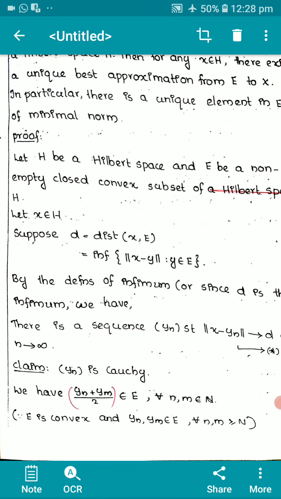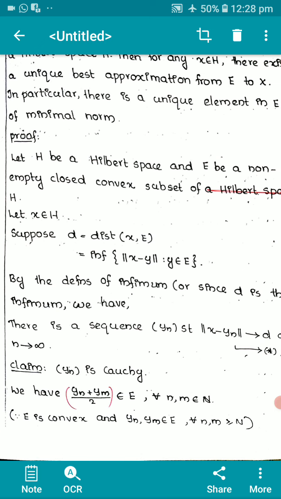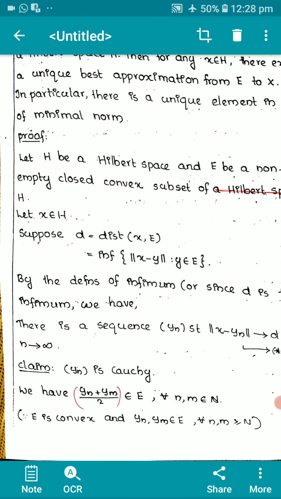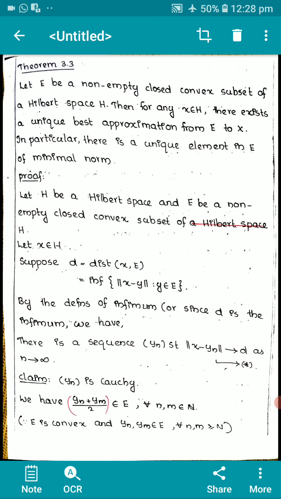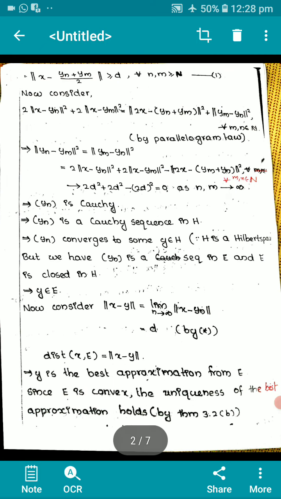You claim that yn is a Cauchy sequence. To prove that yn is a Cauchy sequence, of course, yn is in E, ym is in E, so that yn plus ym by 2 is again an element of E. So yn plus ym by 2 is an element of E for all n, m in N. You can write norm of x minus this new element yn plus ym by 2, which must be greater than or equal to d. Call it equation number 1.